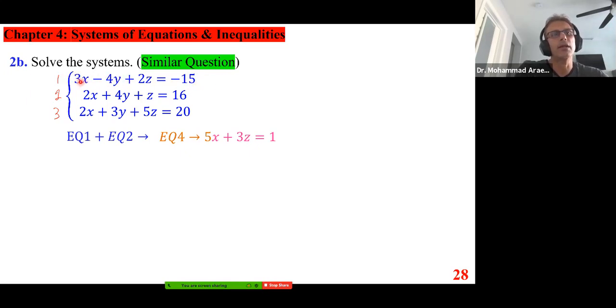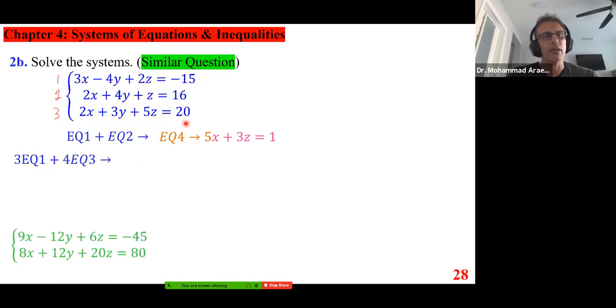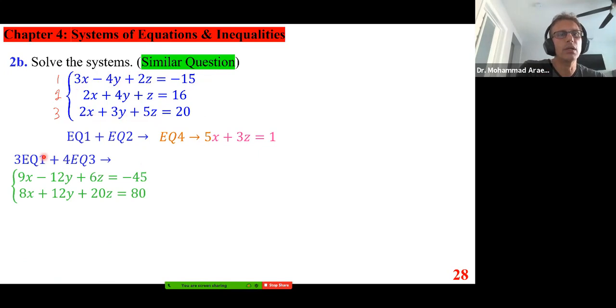Okay, 9x minus 12y plus 6z equals minus 45. By the way, this is what I have in mind. Okay, so that would be the equation. And this one, we are going to multiply by 4, giving us 8x plus 12y plus 20z equals 80. Okay, so equation number 1, we multiply by 3. Equation number 3, we multiply by 4. And so what happens? These two cancel each other. So 9 and 8, 17x, 6 and 20, plus 26z. When we add up the right side, we get positive 35.